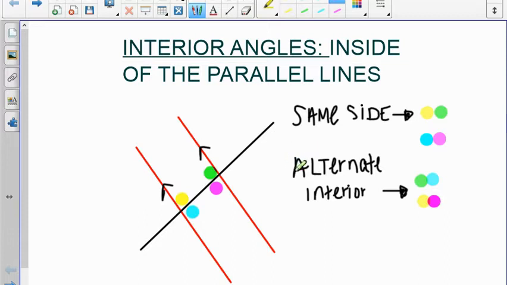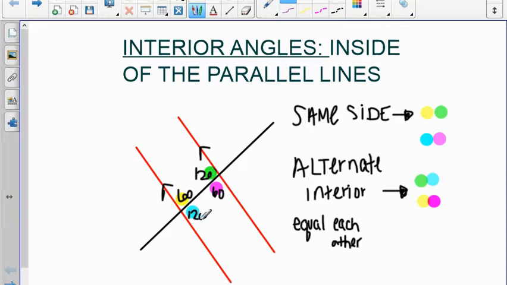If you have alternate interior angles, like these right here, they equal each other. So if I have alternate interior angles, that means green and blue are the same, and so are purple and yellow. They're the same measure. So let's say this one is 60 degrees. Well, then that means this one is 60 degrees. Let's say this one is 120 degrees. That means this one would be 120 degrees, because they are alternate interior angles.